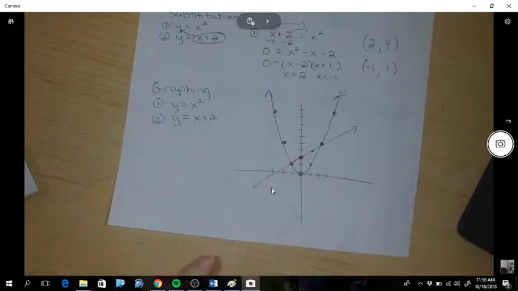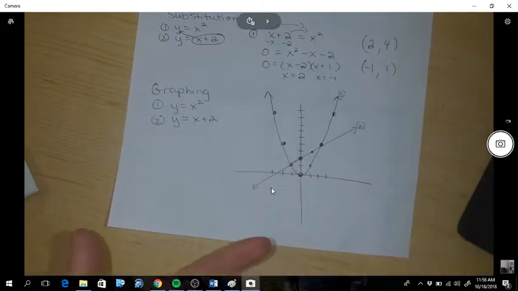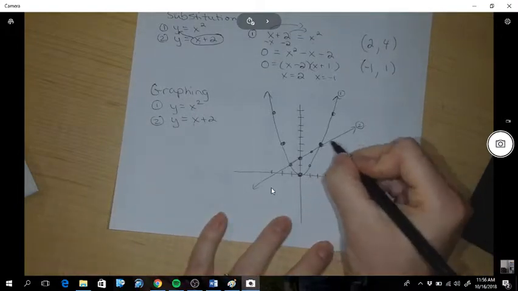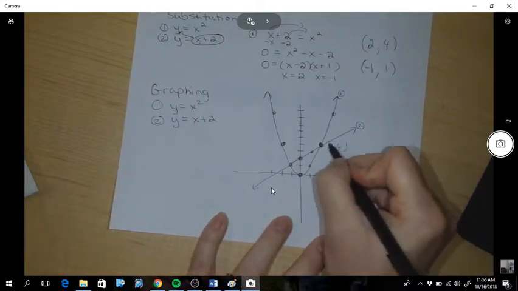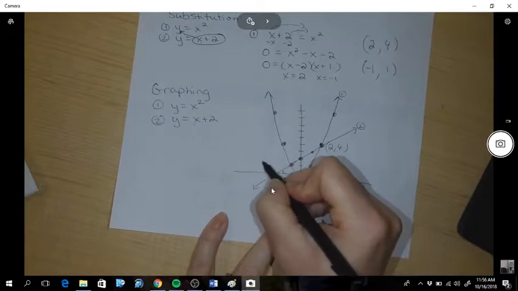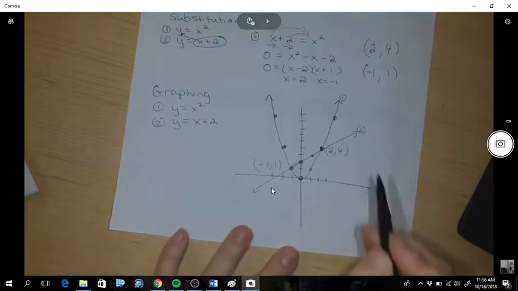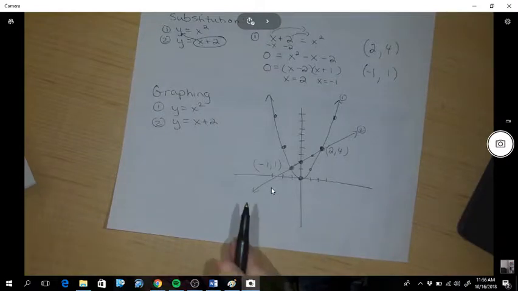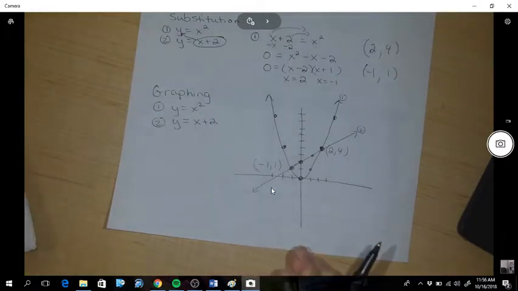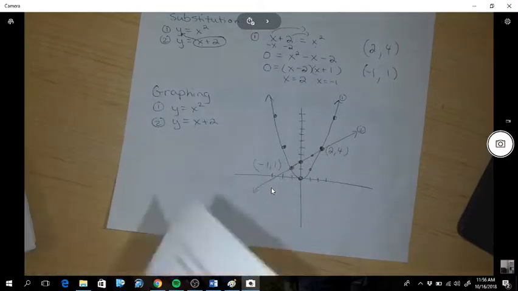And then my solution would be, where do they intersect? They intersect at the point 2, 4, and they intersect at the point -1, 1. Okay, so obviously all three of those came to the same solution, different method. Okay, let's look at example 2.